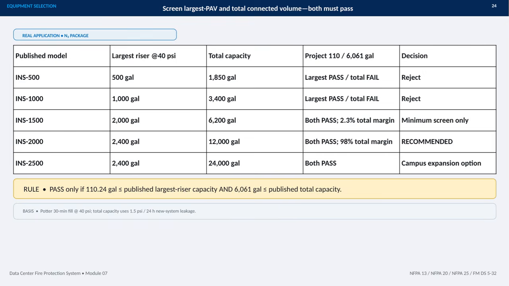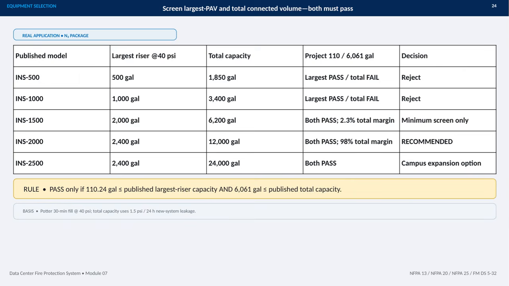The INS 2000 also passes both checks and provides a 98% total capacity margin, so it is the recommended package. The INS 2500 passes as well, but is identified as an option for future campus expansion.